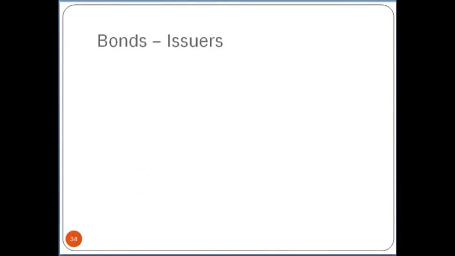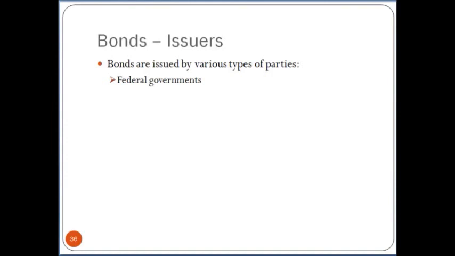Let me talk a little bit more about issuers. So who are these people? Bonds are issued by various types of parties. So for example, the federal government, the US government, this is in the news a lot, of all the debt that the US government has. These are related to bonds. And the federal government issues bonds when there's a revenue shortfall, when the taxes don't cover all the expenses. State and municipal governments will issue bonds when they have specific projects, if they want to fix a road or build a structure, for example, they might issue bonds. Corporations issue bonds.